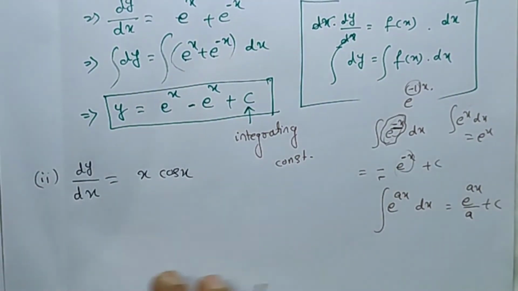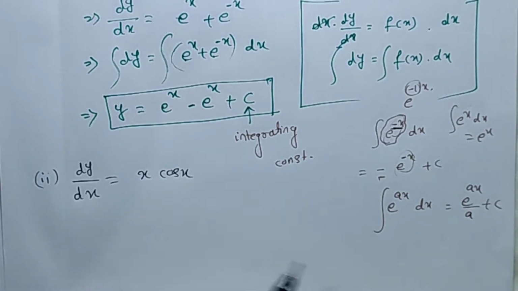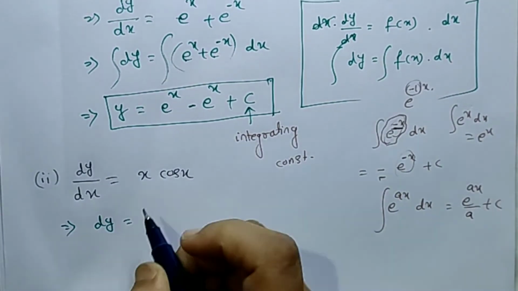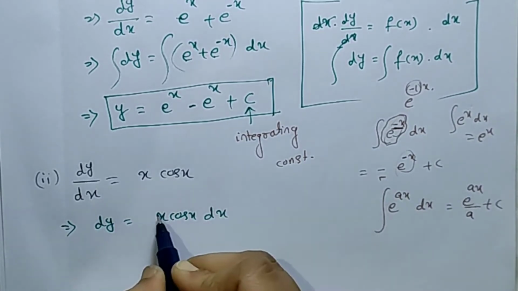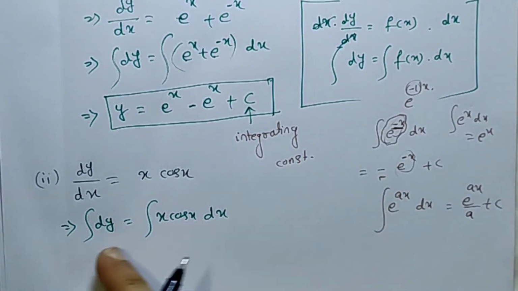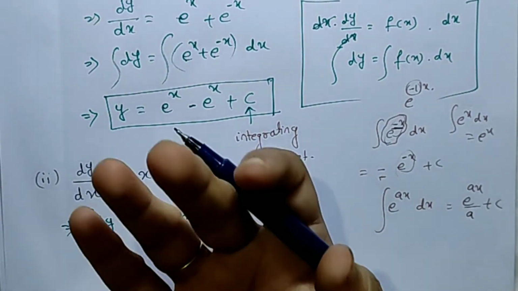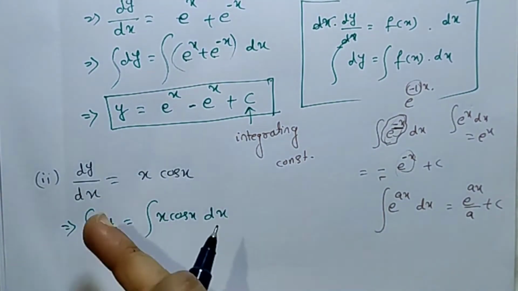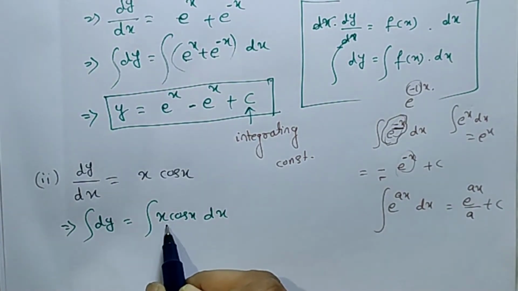Moving on. The next question is dy by dx is equal to x into cos x. So what can we do? We can write dy is equal to x into cos x into dx. This dx is multiplied here. Now integrating both sides. Okay, when we are forming a differential equation, we have to differentiate. When we are finding the general solution, we have to integrate. Now, how can we integrate this term?